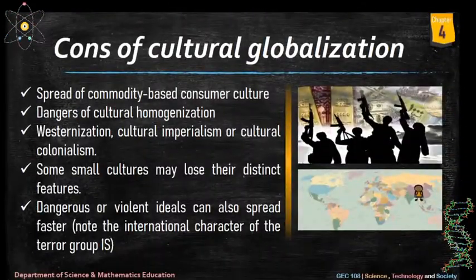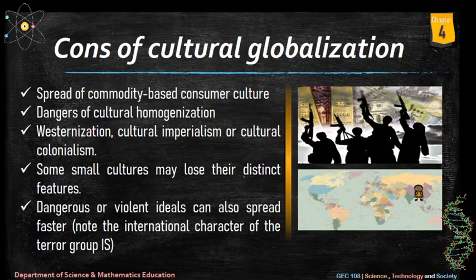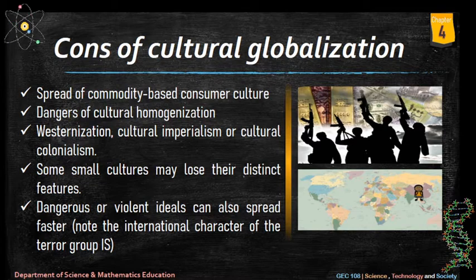Cons of cultural globalization: spread of commodity-based consumer culture. Dangers of cultural homogenization, westernization, cultural imperialism or cultural colonialism. Some small cultures may lose their distinct features. Dangerous or violent ideals can also spread faster. Note the international character of the terror group.